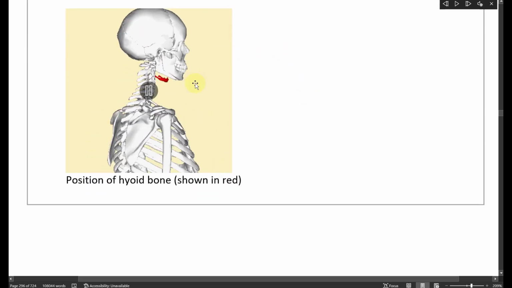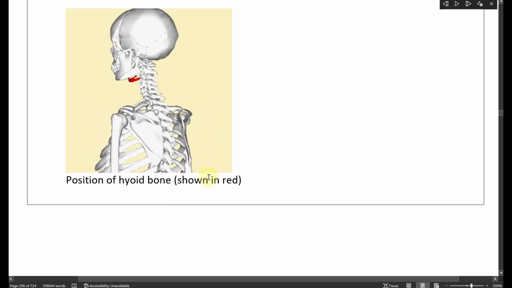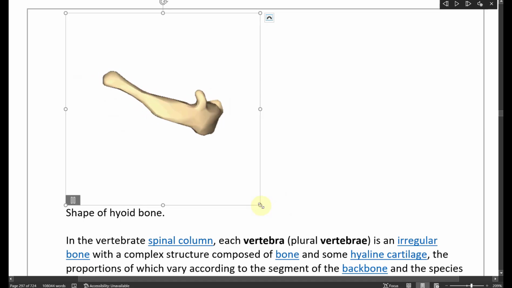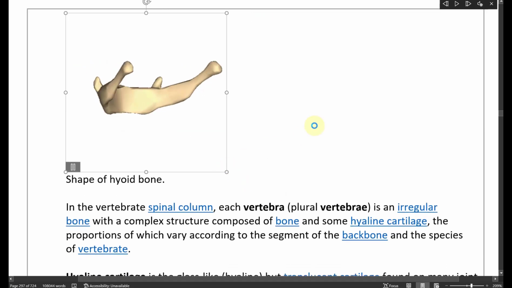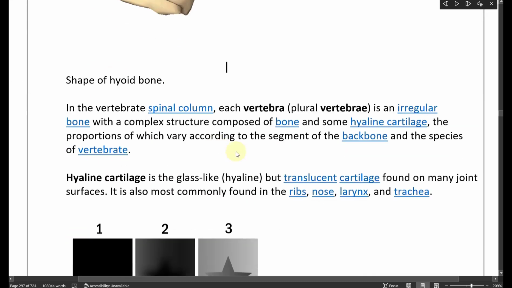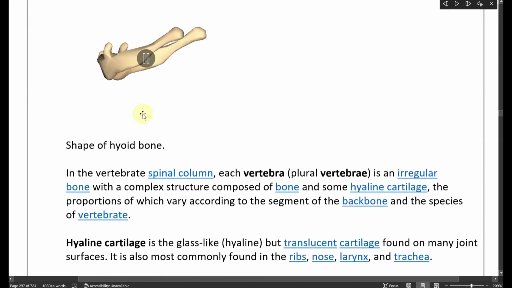Not the top. Okay, going further. The position of the hyoid bone is shown in red there, and here's the shape of the hyoid bone. It's pretty interesting stuff. It looks like the jaw of a saber tooth with small teeth.